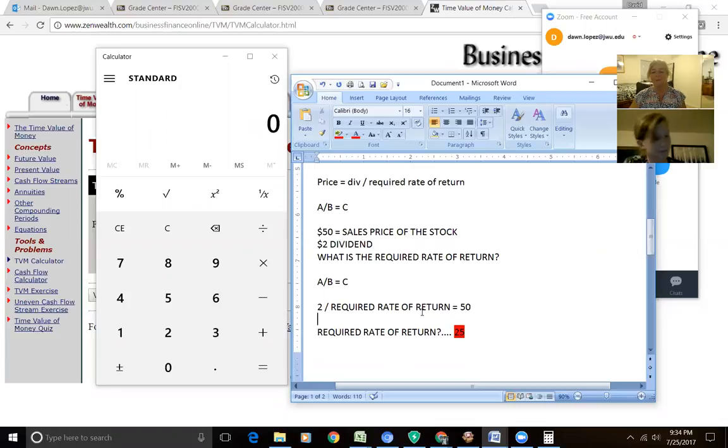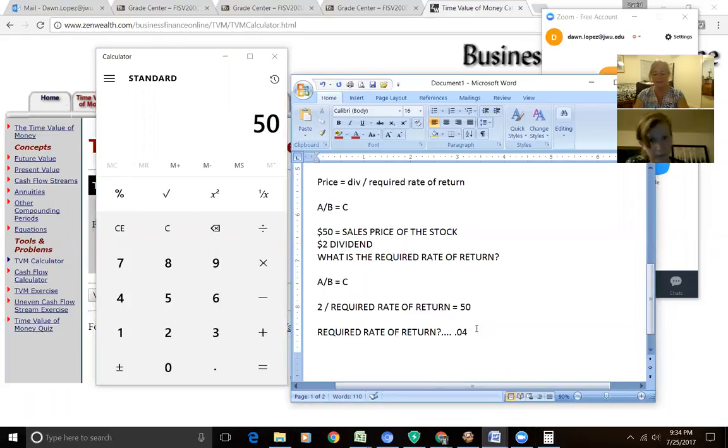What I was saying is that a lot of students will take the 50 divided by the 2 and compute the required rate of return. But I always tell students, make sure that you plug it back in and make sure that it works. What you should be doing here is taking your 2 and dividing it by 50, and that's going to equal 0.04. And again, I recommend that you go back and check your work. You look and say 2 divided by 0.04, does that equal 50? And it does. And required rate of return is always a percentage.